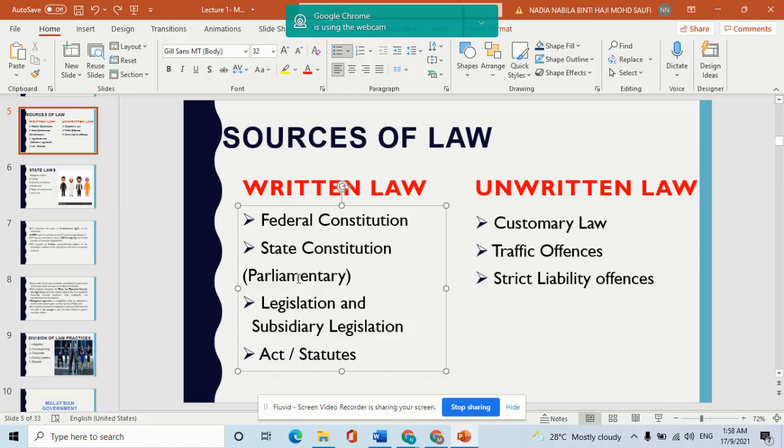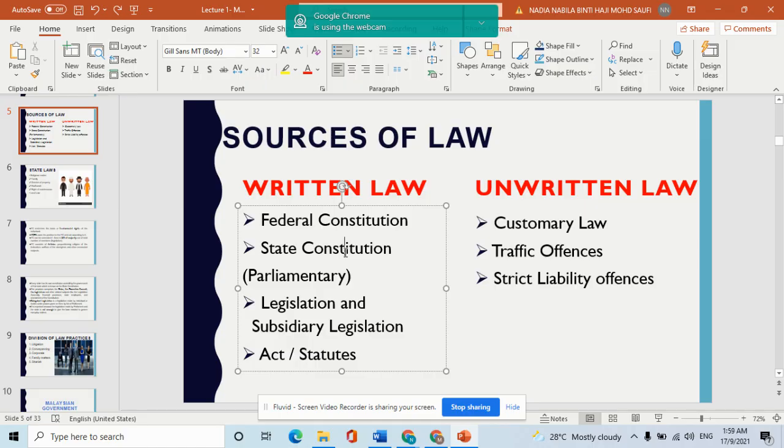Each state would also have a state constitution, and what is written under the state constitution must go through a parliamentary debate, or go through the parliamentary process on how they pass this bill or whatever acts or laws that are implemented in your state. So that's why I put here parliamentary. It would still need to go through a few processes or stages in order for this state constitution law to become an official or legally drafted document.